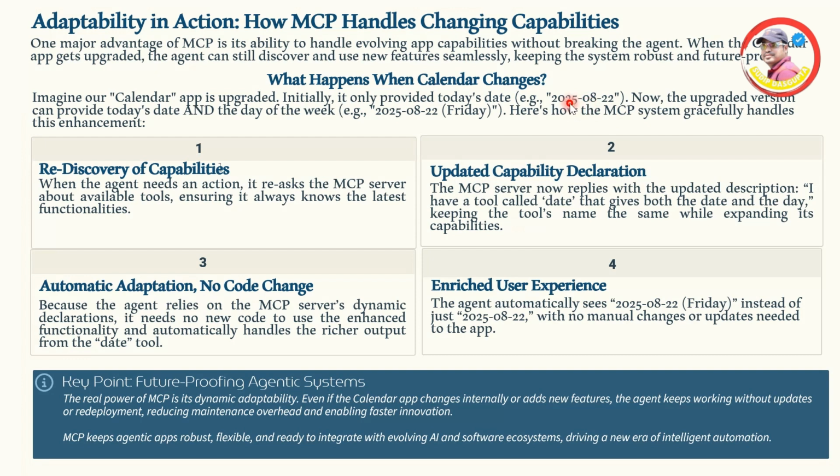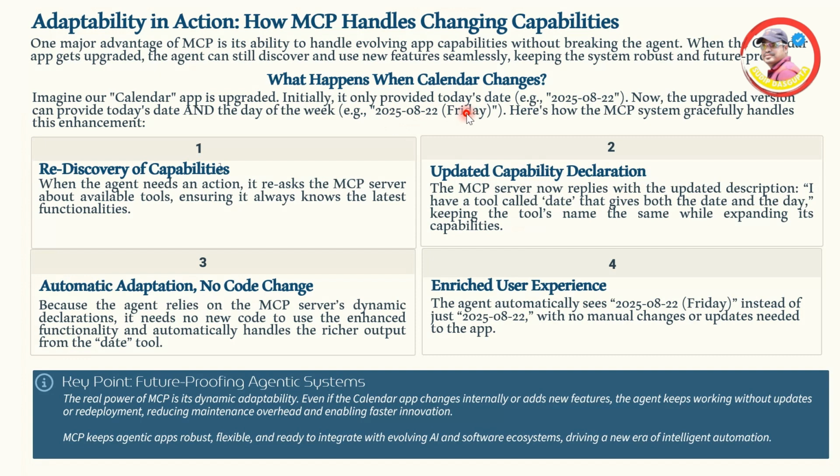And now suddenly the people who have written this calendar app want to upgrade it, where whenever a query comes in, it not only gives the date, it also responds to the queries saying that this is today's date and today is Friday, or let's say Monday or a Wednesday. Okay, so how does this happen now?